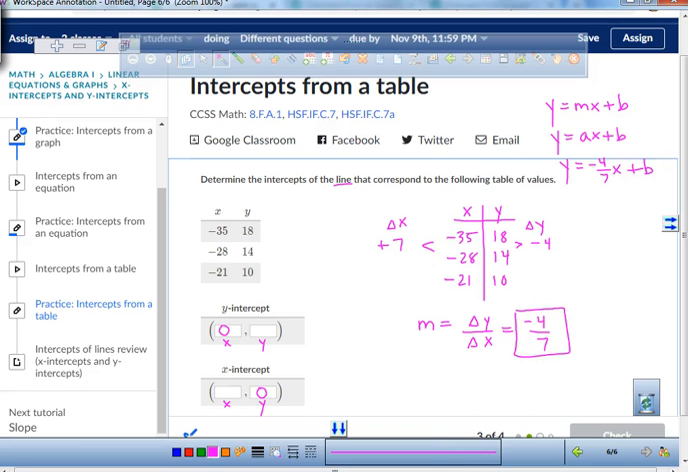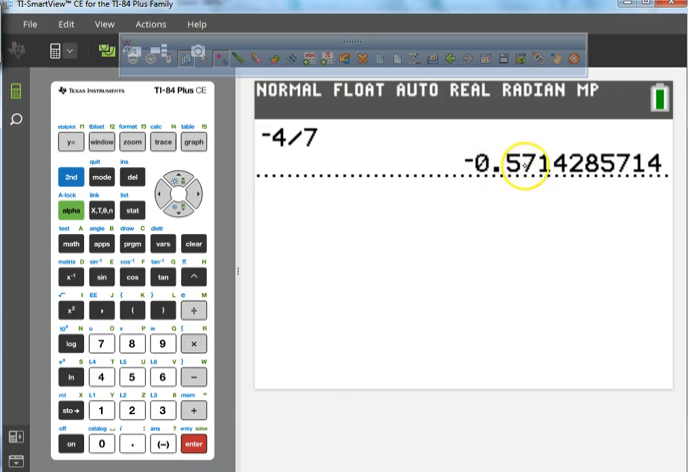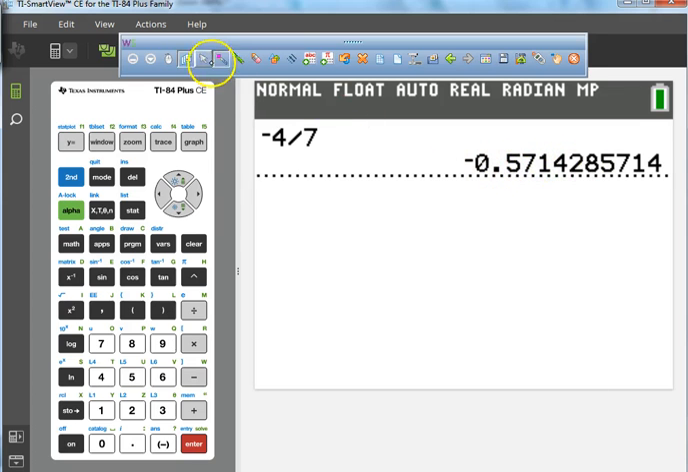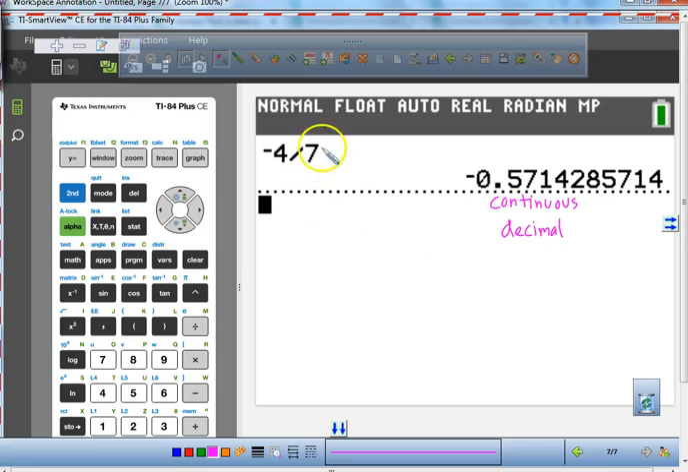Now look what the calculator says negative 4 sevenths is. It's going to be a decimal, like negative 0.5714285714285714. It keeps going on forever. So when your calculator spits this out, just know that this is called a continuous decimal. It doesn't end. That's why, for our slope, we don't use the decimal, we use the fraction.